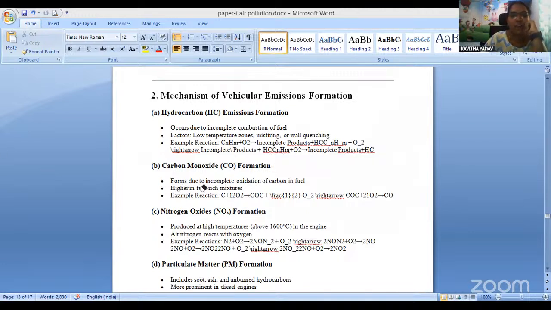It forms due to the incomplete oxidation of carbon fuel. Incomplete oxidation happens when the chemicals cannot react with sufficient oxygen molecules. It is higher in fuel-rich mixtures; carbon monoxide formation is very high in fuel-rich mixtures. The example reaction is C plus 1/2 O2. What is that 1/2 O2? Let's explain.